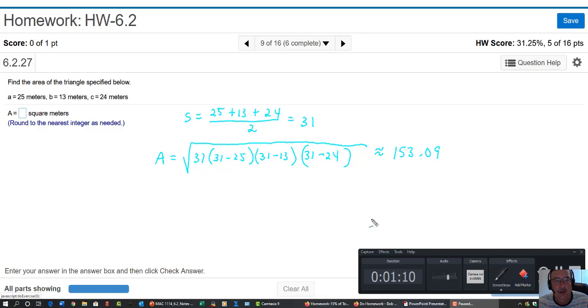All right, I'm back. So I took the square root of 31 times 31 minus 25 times 31 minus 13 times 31 minus 24. I got about 153.09, which I guess we can go ahead and plug in, round it to 153.